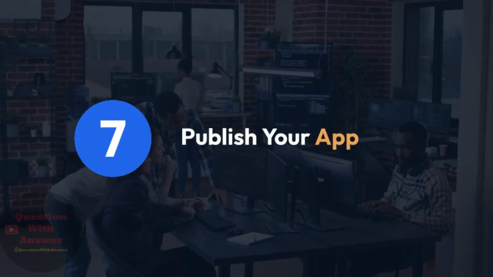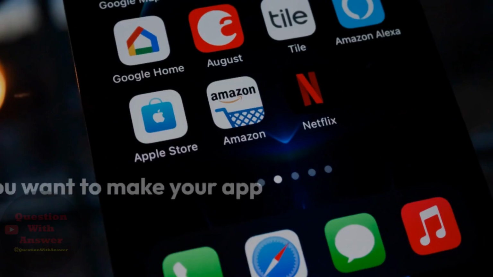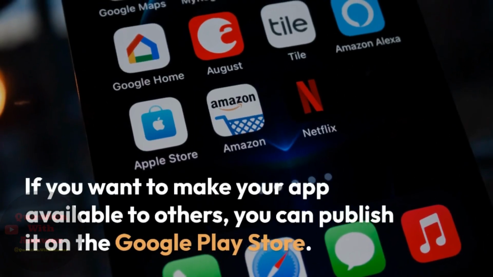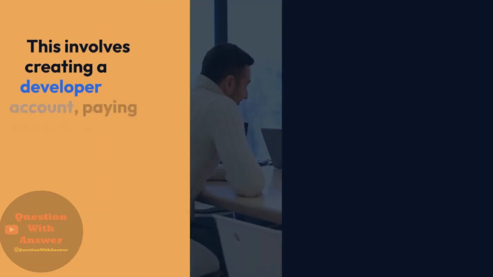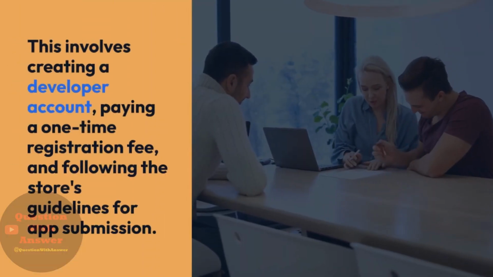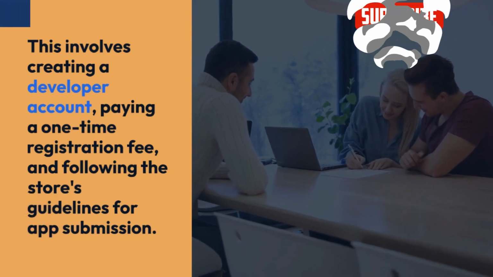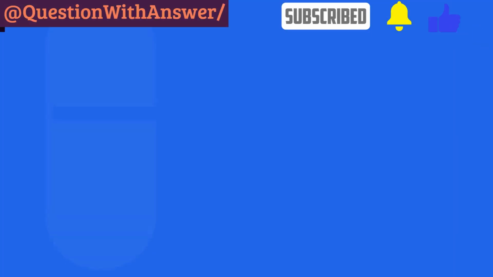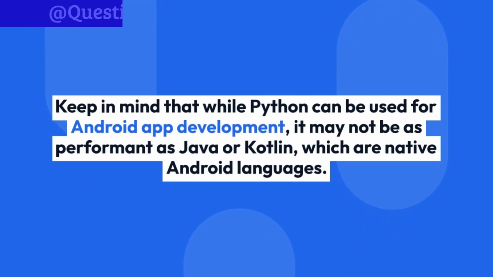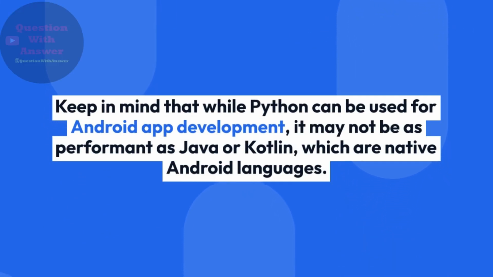7. Publish your app. If you want to make your app available to others, you can publish it on the Google Play Store. This involves creating a developer account, paying a one-time registration fee, and following the store's guidelines for app submission.